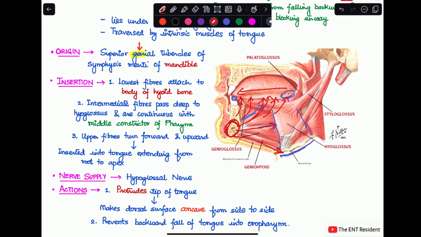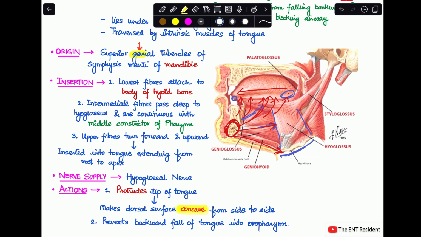And last of all, let's talk about the actions of the muscle. This muscle is responsible for a very important function. It is responsible for protruding the tip of the tongue. So when you protrude the tip of your tongue outside, the muscle which is doing this is the genioglossus muscle. And as a result of the protrusion of the tongue, you will see that the dorsum of the tongue becomes concave from side to side as you do that.